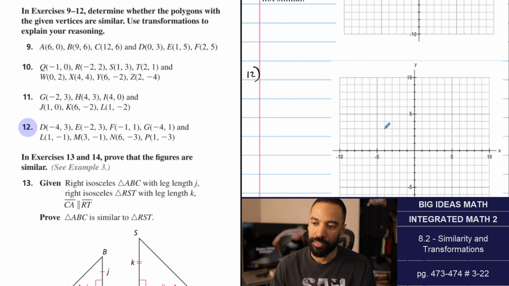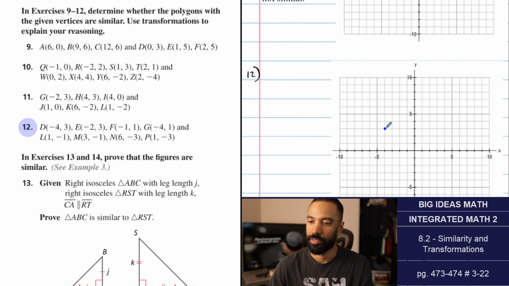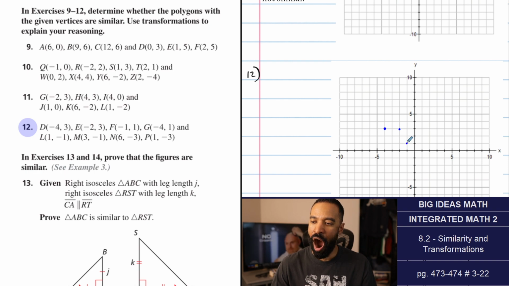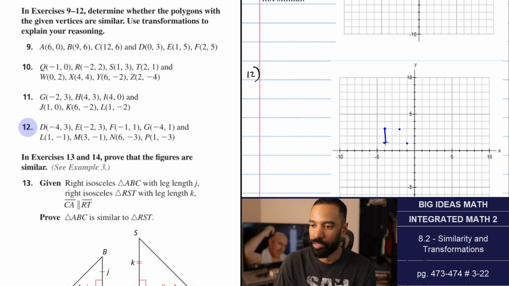We have D. Oh, let's do blue. E. F. G. Looks like a trapezoid. Oh, yeah. Some form of a trapezoid. Oh, that didn't budge. Now it budges a little. D, E, F, G. Okay. Trapezoidal.